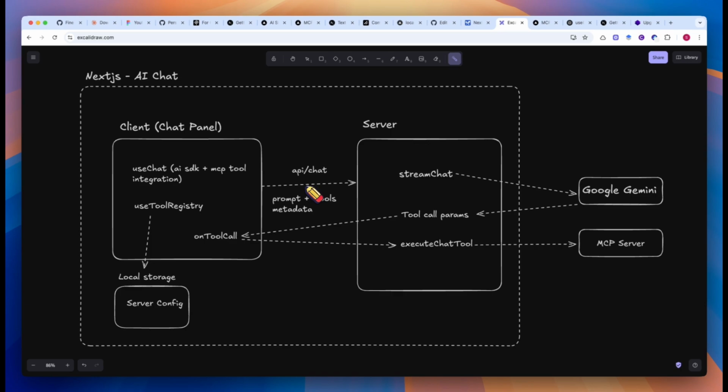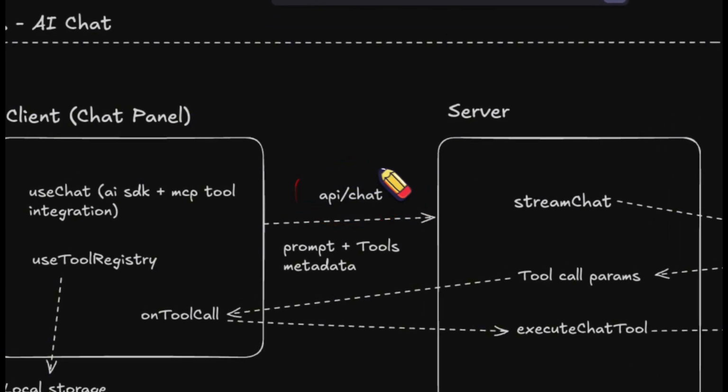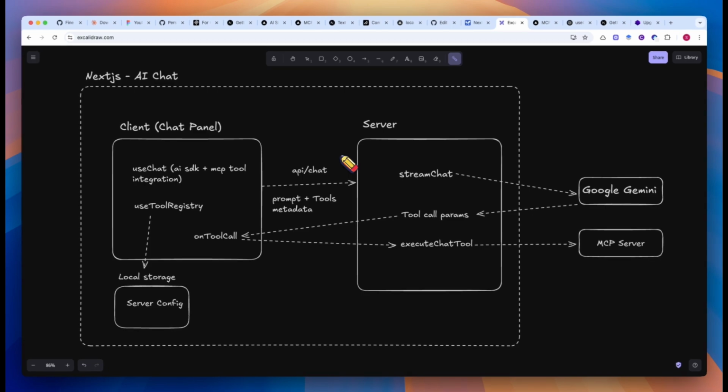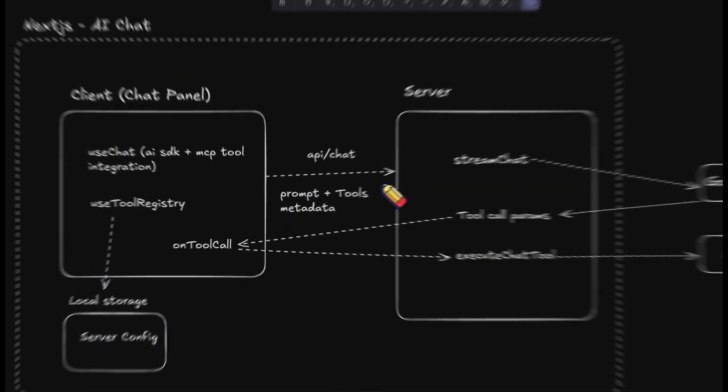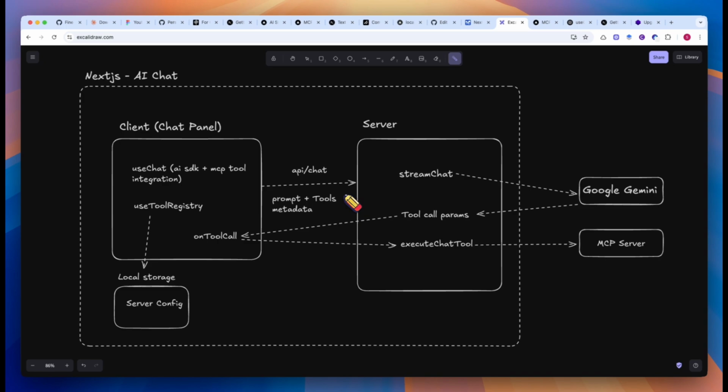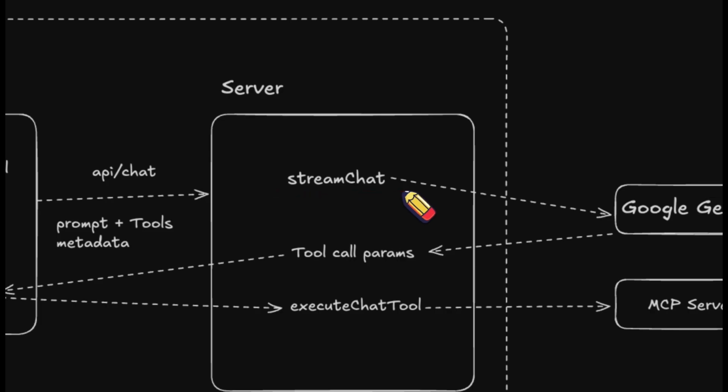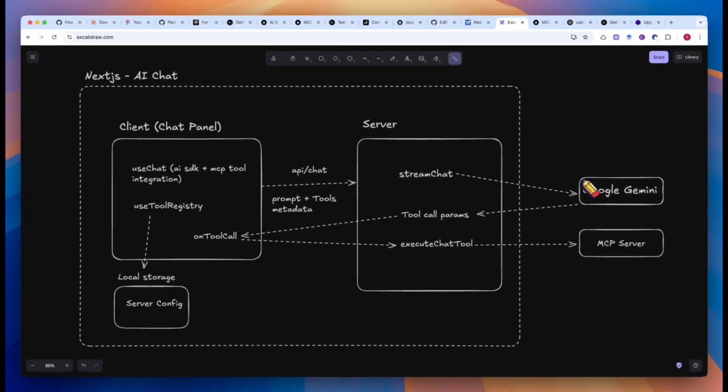When a user sends a message, useChat calls an API endpoint called /api/chat, which will have a prompt, selected model ID, and a list of the enabled MCP tools that we want to include in this particular conversation. The API route validates the model, converts the message and tools metadata to be compatible with Vercel AI SDK, and streams the response from the AI provider, which is Gemini in this scenario. It's important to know tools are sent as metadata only. The actual execution is handled at the client side.